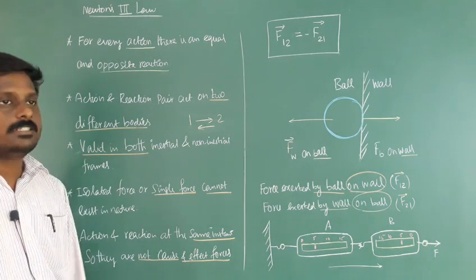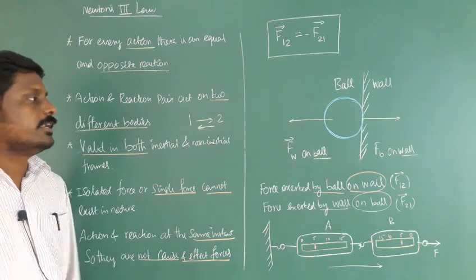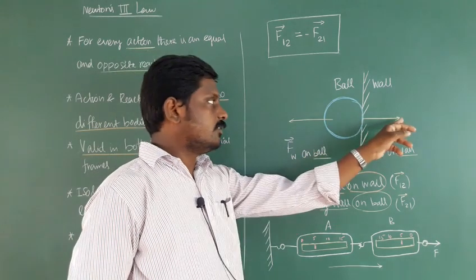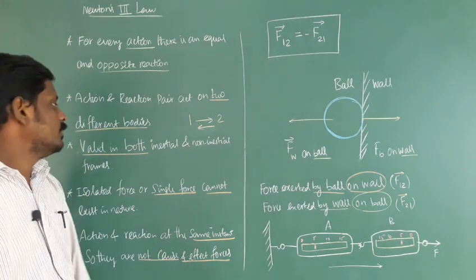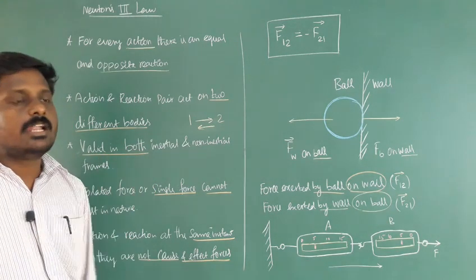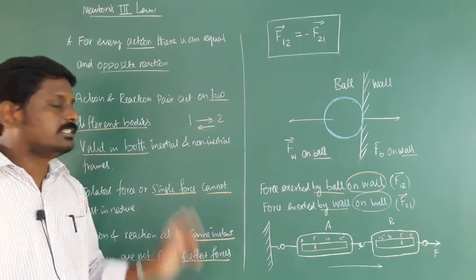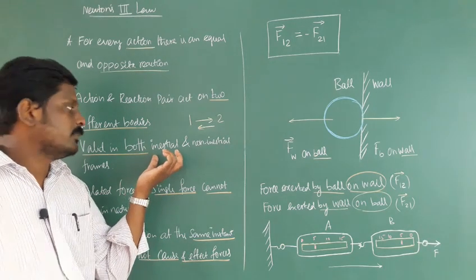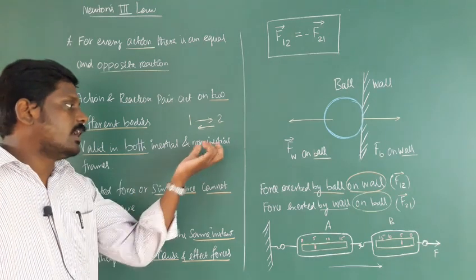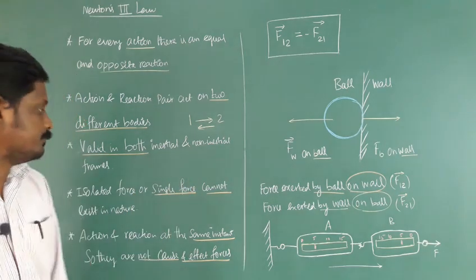Action and reaction act on two different bodies. This is the action on the wall, then the reaction on the ball. So it's not on the same object. Newton's third law is valid in both inertial and non-inertial frames. Inertial is the unaccelerated frame, non-inertial is the accelerated frame.